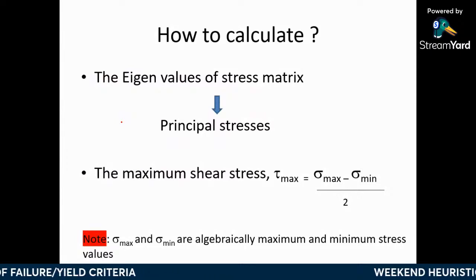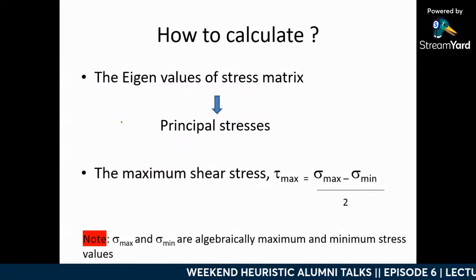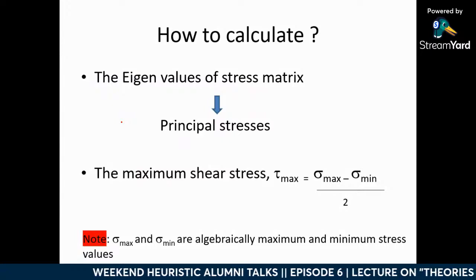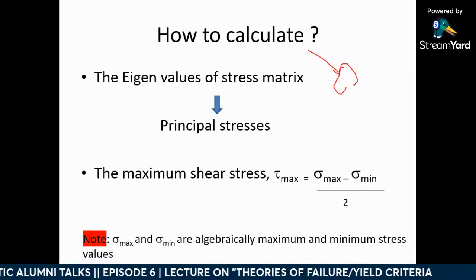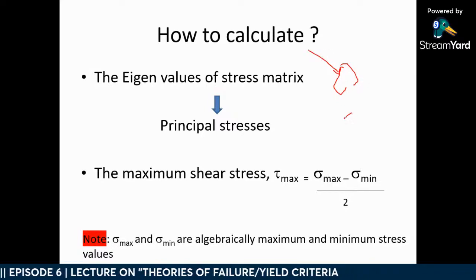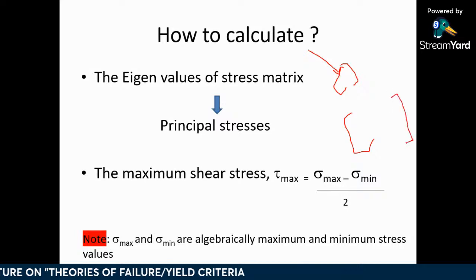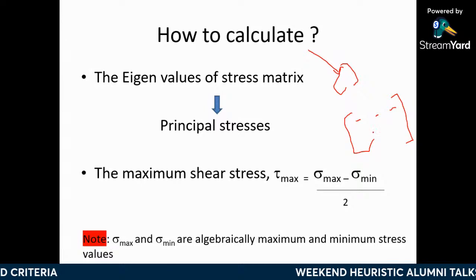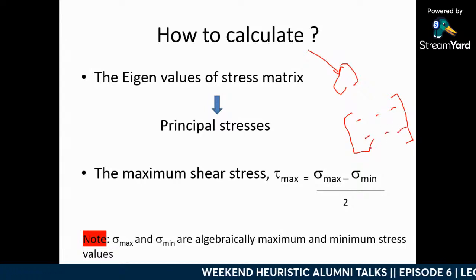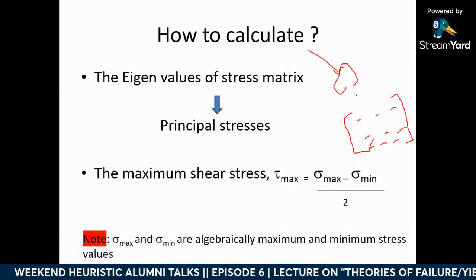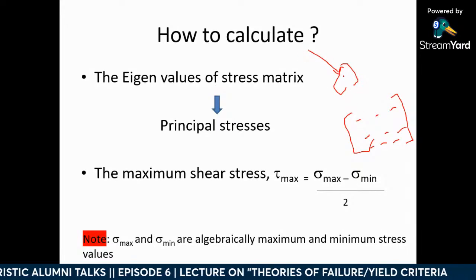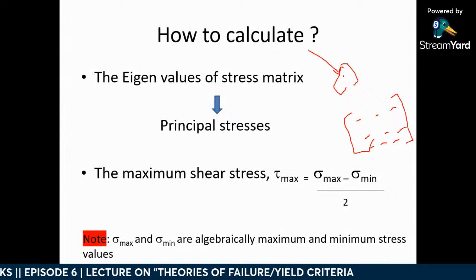How to calculate the principal stresses? Obviously you should be able to calculate the magnitude of principal stress. So whenever this is your object, some stress is applied on this object. How will you define it? You will define this stress situation on this particular object in terms of a matrix, right? In terms of a matrix you will represent. So now if I ask what are the magnitudes of principal stresses in this object because of this applied stress, obviously you should be able to calculate, right?